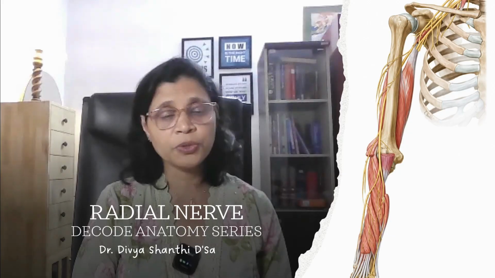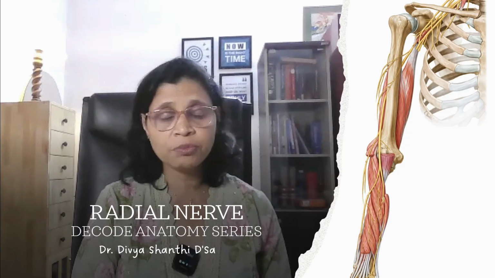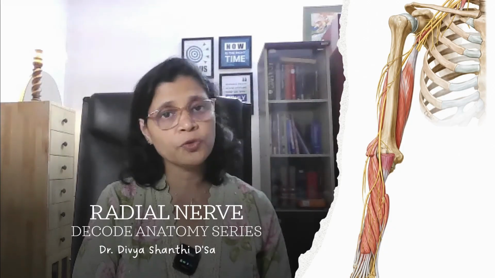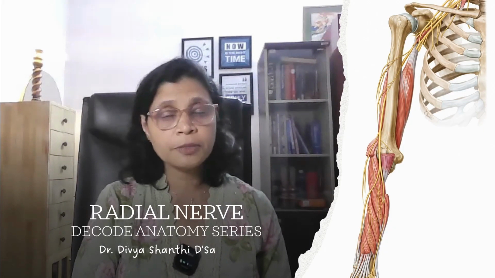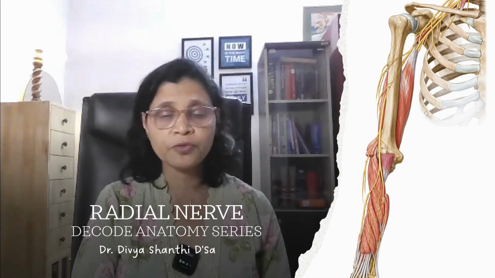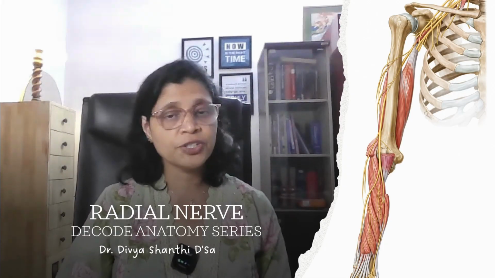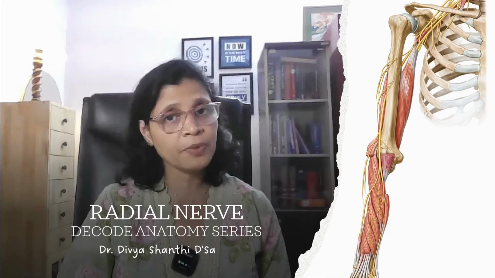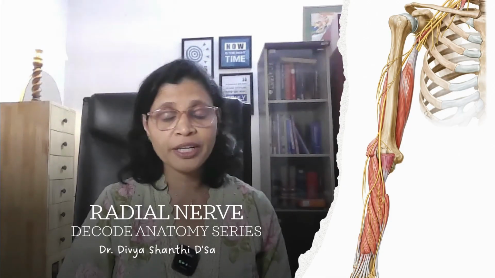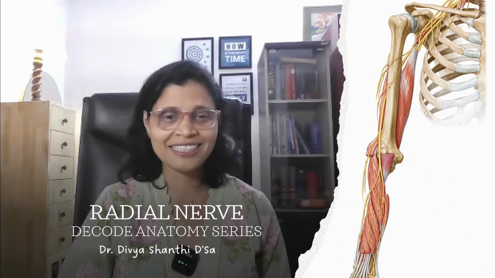In today's video, we are diving deep into the anatomy of radial nerve, the largest terminal branch of the posterior cord of brachial plexus and the principal nerve of the extensor compartment of the upper limb. We will explore its origin, course, relations, branches and areas of supply. So if you are ready to ace your anatomy, let's get started.